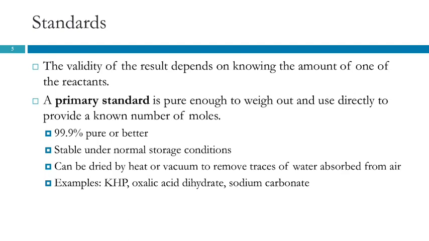It's also important that it be able to be dried. It could be dried by heat. I don't know if you remember, we dried our KHP in the oven for Chem 1B. Or a vacuum can be used to dry it, and that's important because almost any substance can absorb a little bit of moisture from the air, and that's going to affect its mass, and that's going to affect the number of moles that you think you have. So that can affect your ultimate result. So examples of primary standards include KHP, potassium hydrogen phthalate, oxalic acid dihydrate, and sodium carbonate.